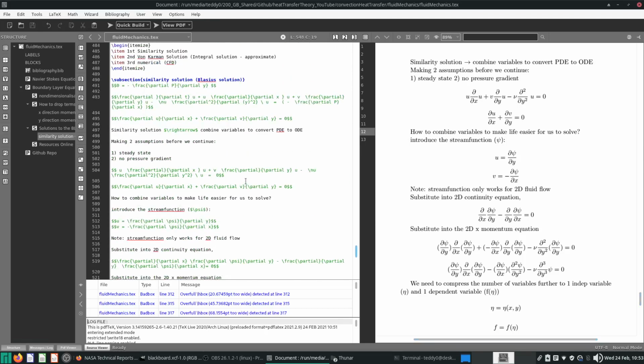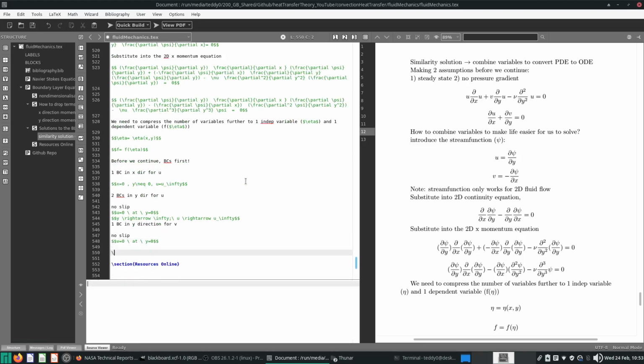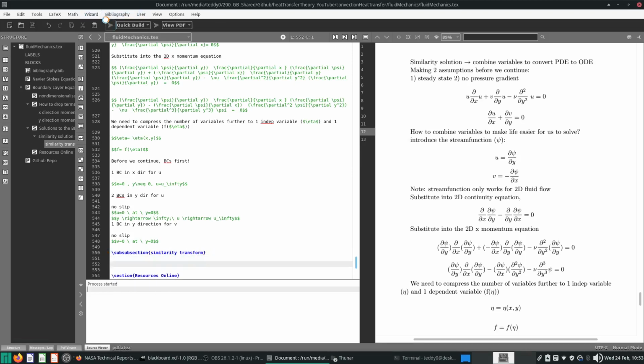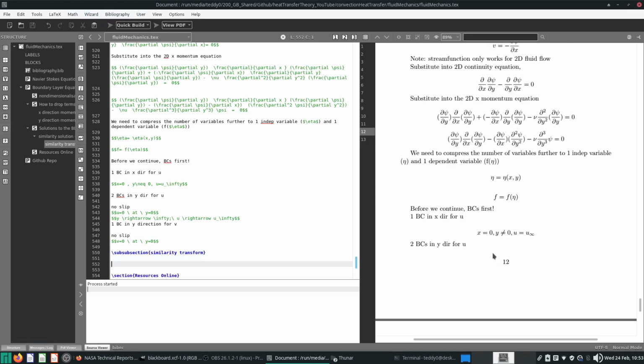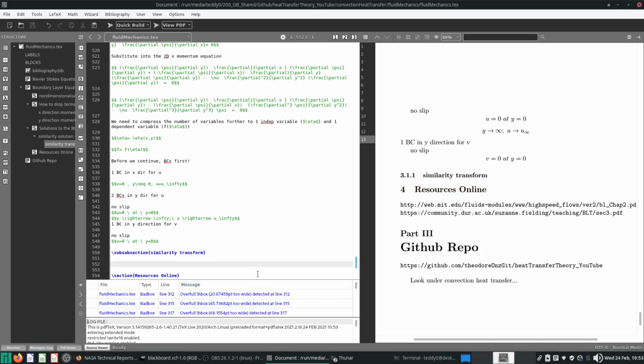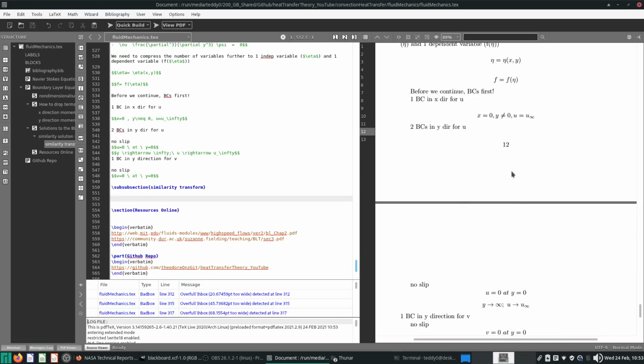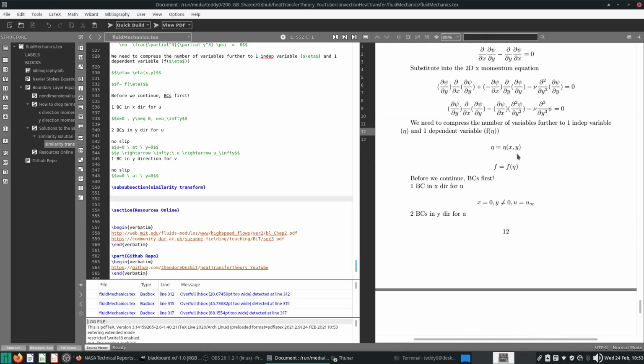Let's call this a similarity transform. We use the stream function to help us deal with the x and y velocities. Let me start my stopwatch, I don't want to go too long. So we had the stream function to do the x and y velocities. We need another function to help us figure out what eta should look like.